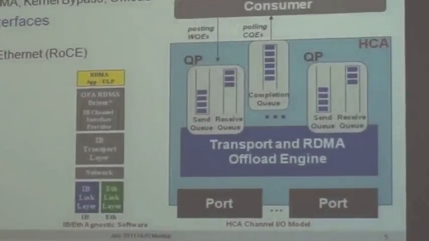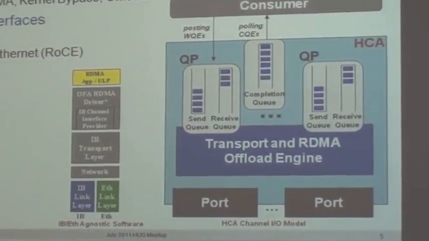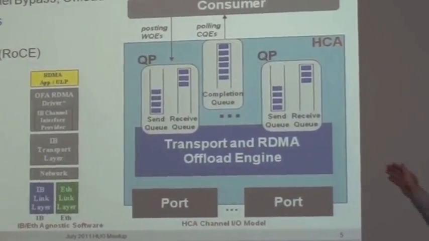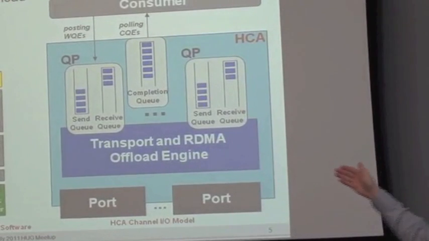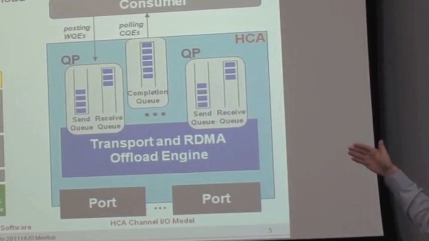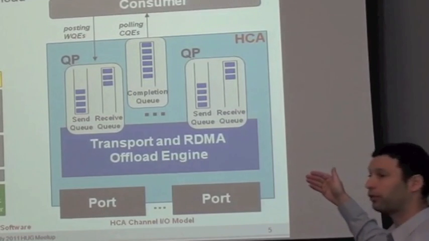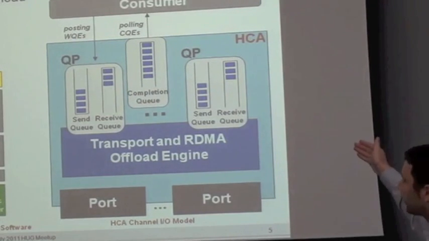This is an example of how our NIC looks to the application. Basically, you have a queue pair, QP. This is a set of a send queue and a receive queue. An application can post jobs to the send and receive queues. Whenever they complete, they generate a completion queue entry.